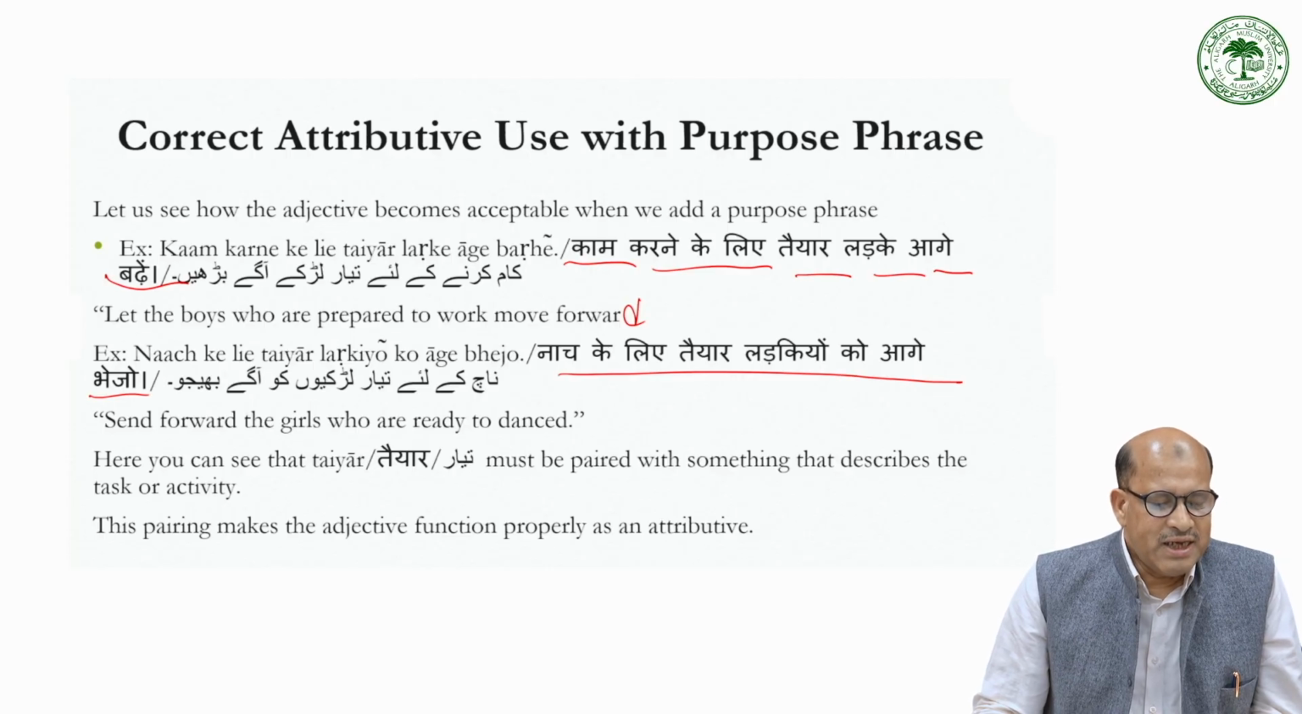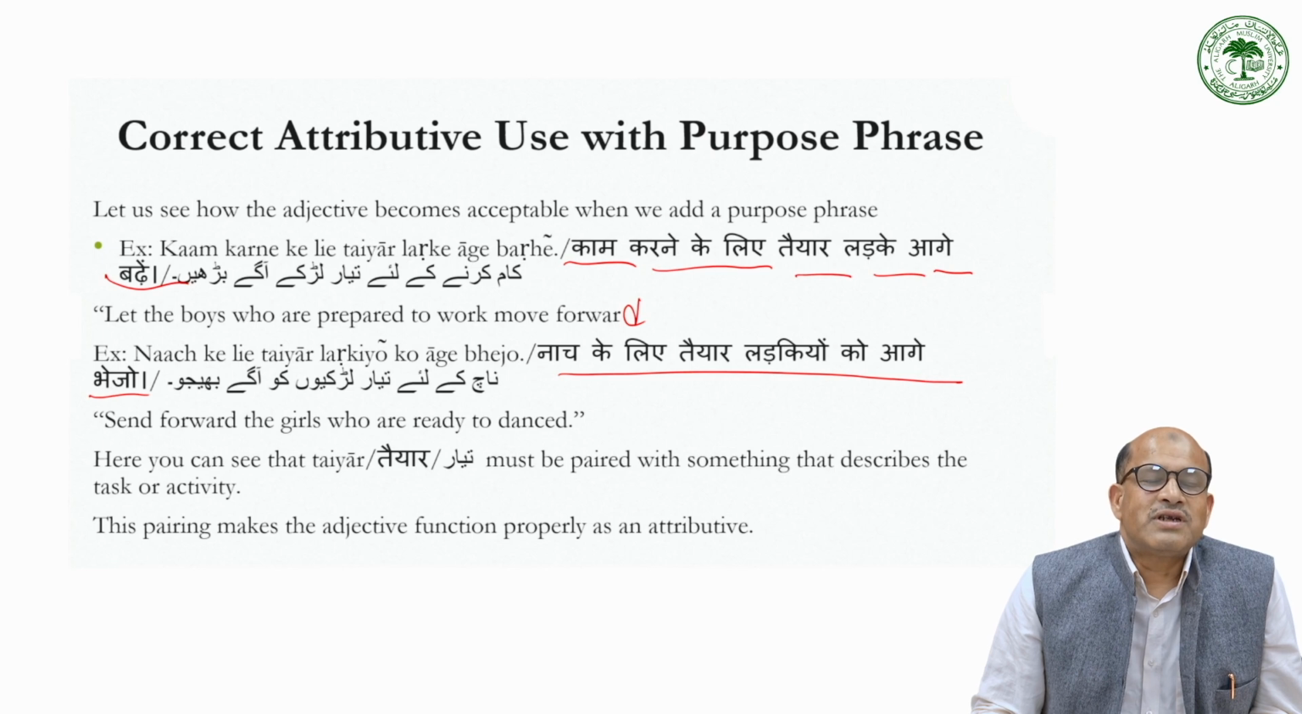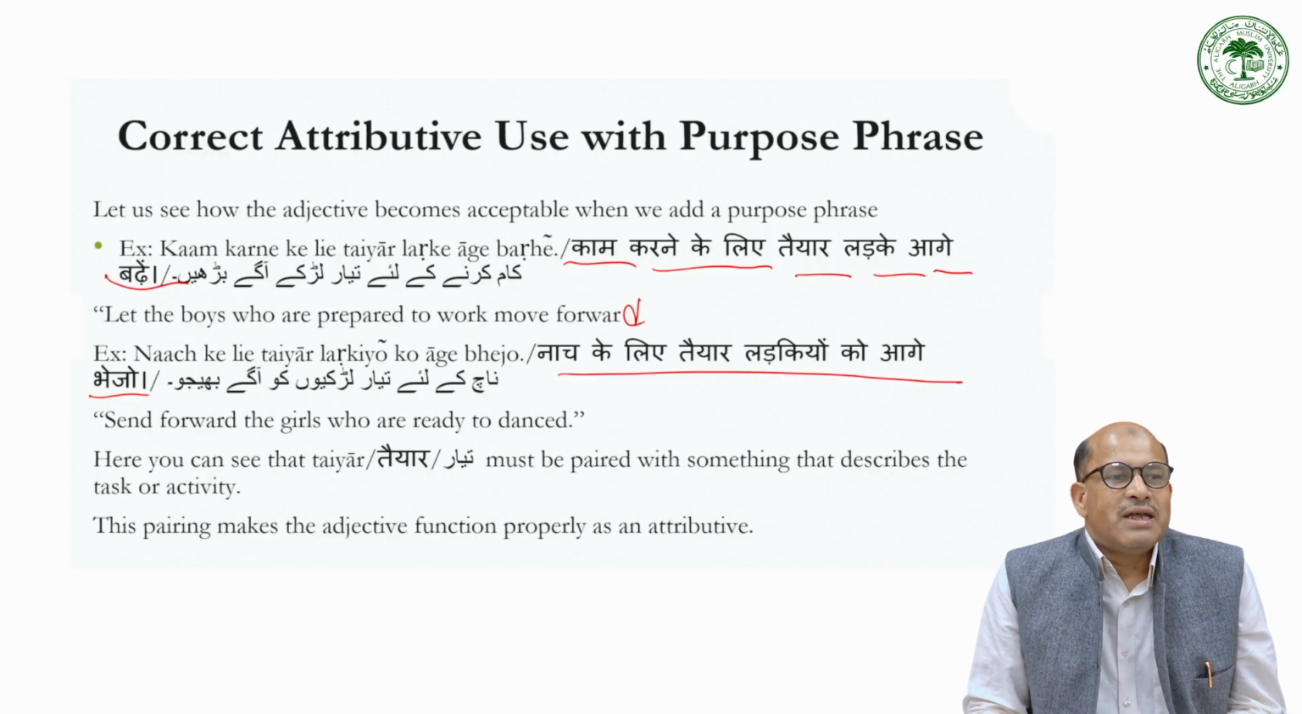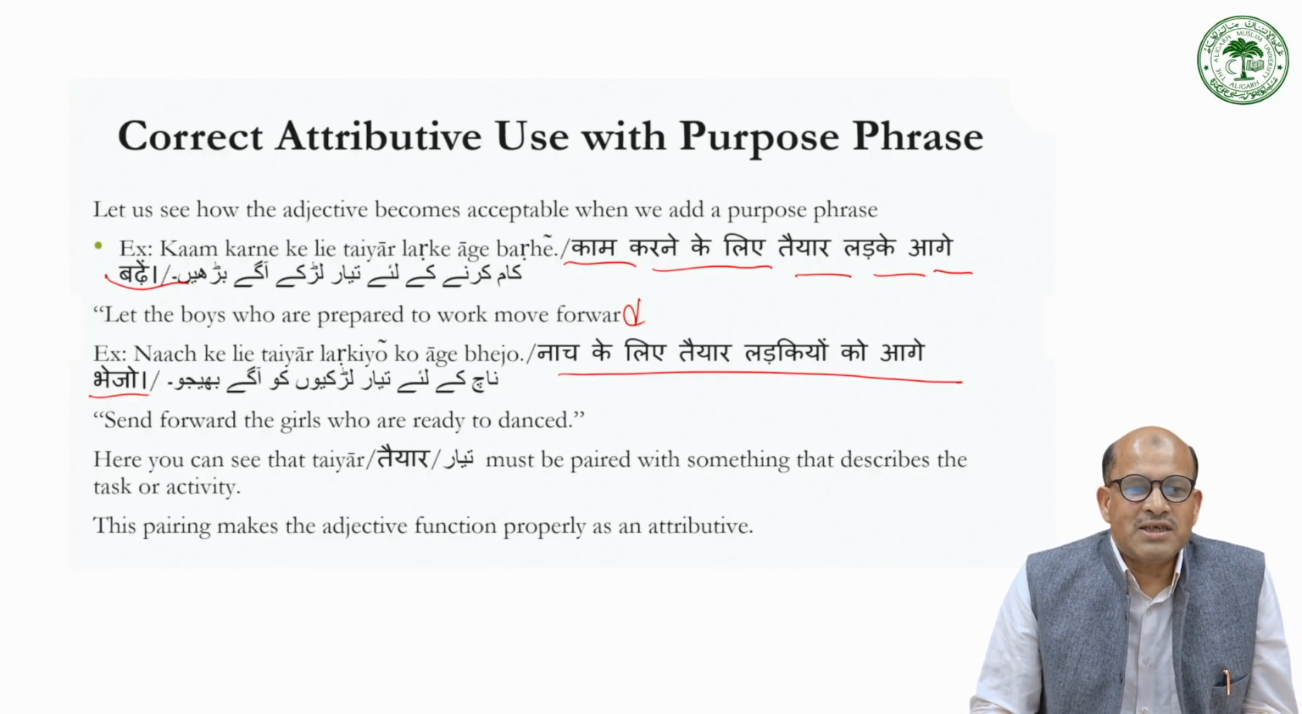Here you can see that tayyar must be paired with something that describes the task or activity. So tayyar for what? Tayyar to work or tayyar to dance. There should be some task or activity to be used here. Correct use: this pairing makes the adjective function properly as an attributive. It is attributed to some action, to perform some activity.